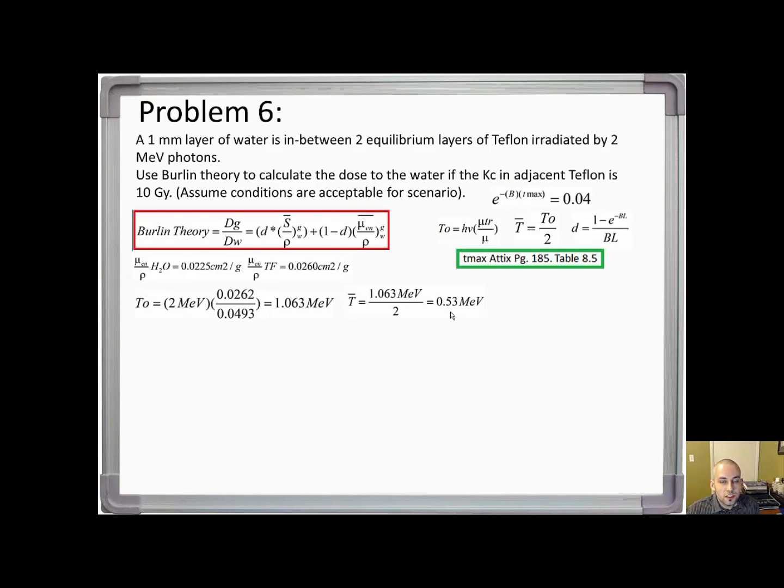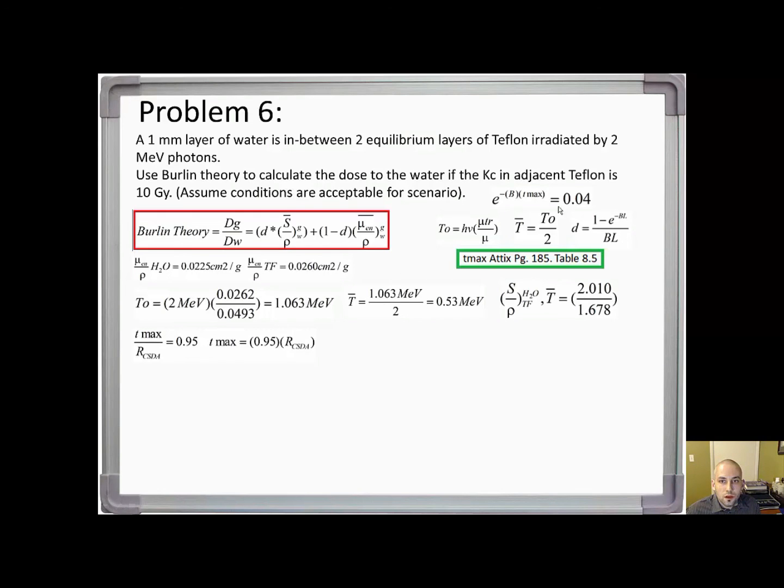Now, since we now have the average energy of electron crossing the cavity, I can look up the mass collision stopping power ratio of H2O over Teflon in the tables or through that website, which is better, more accurate. And I looked up H2O and Teflon, and this is what I got.